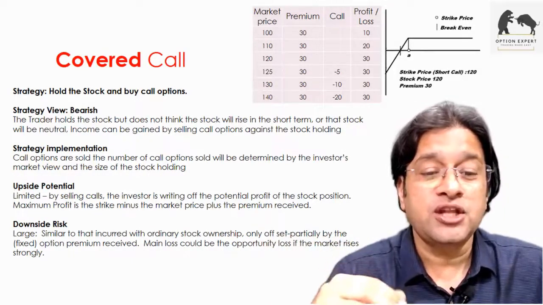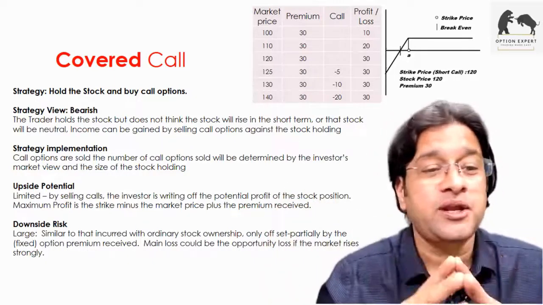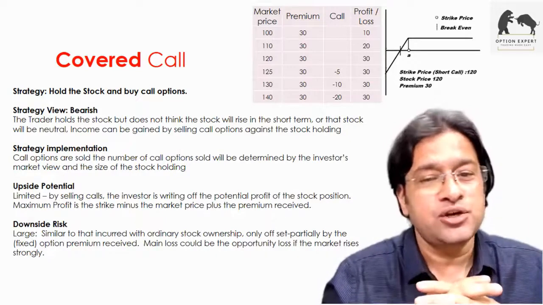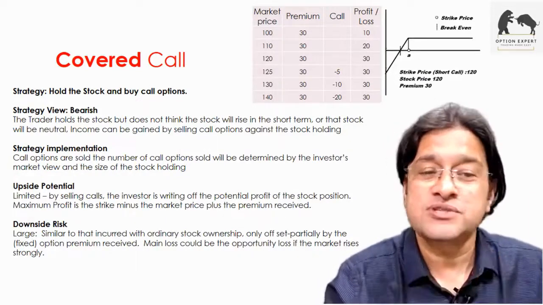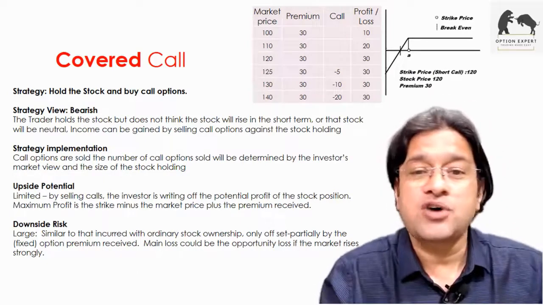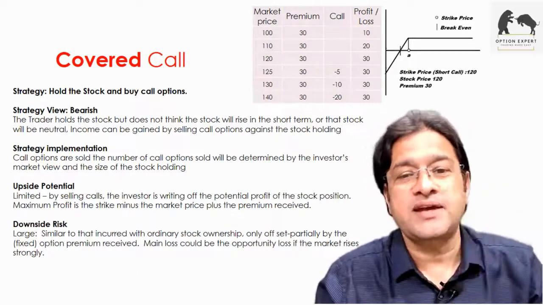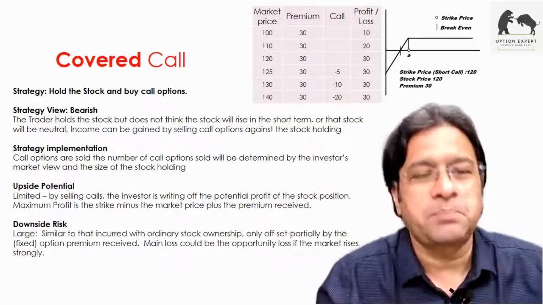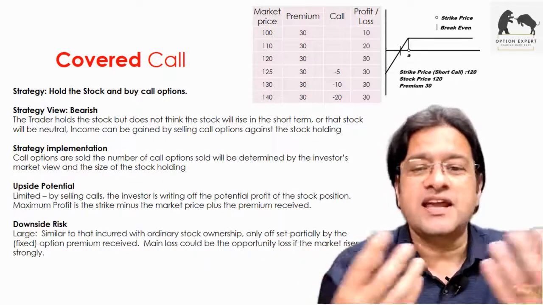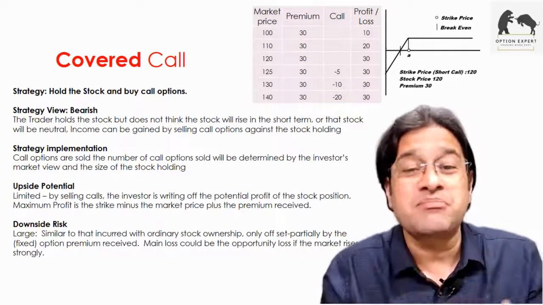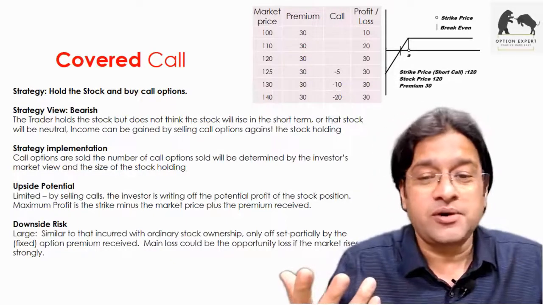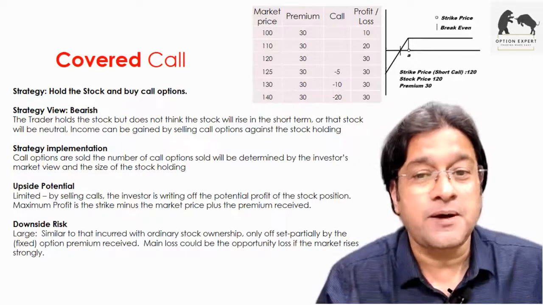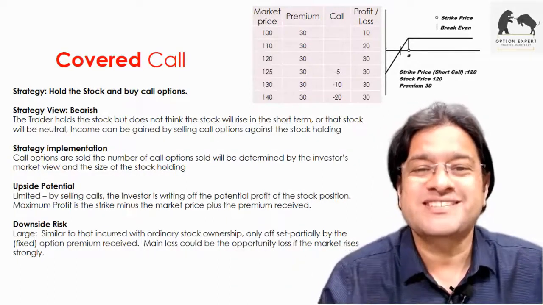The main loss could be the opportunity loss. What you thought would be neutral, if there is a sudden move in the market, then definitely you would be losing the opportunity. This is about the covered call. So how do you do it? Basically, you choose a higher strike price, sell and collect the premium. If the market remains there, you're gaining some return. Otherwise, if the stock moves up, you obviously have to sell the stock. That's how it works basically.